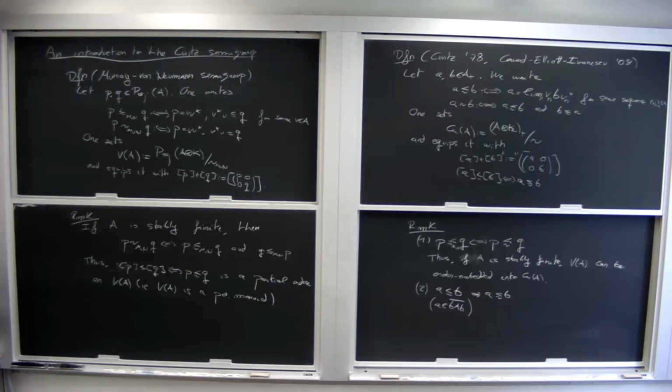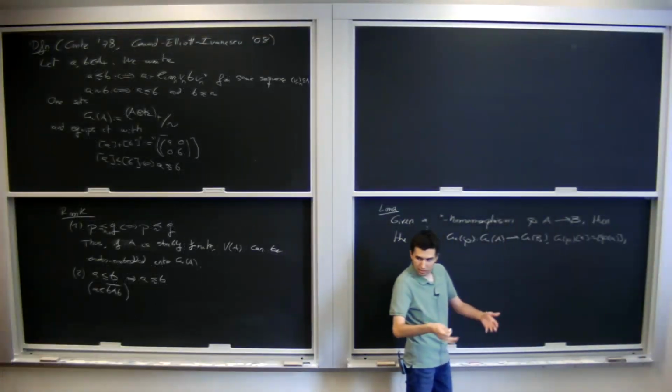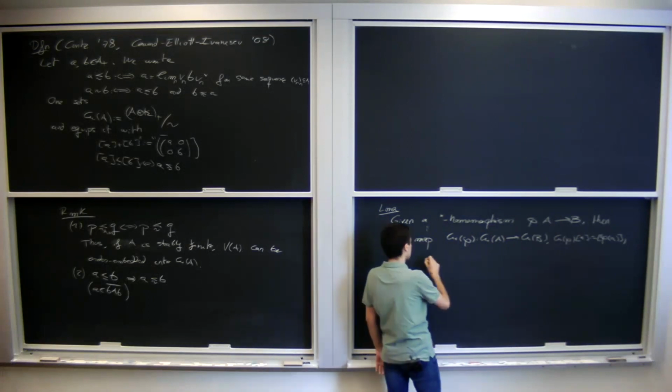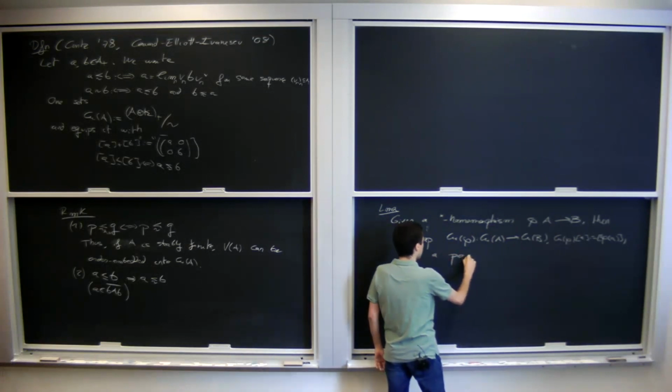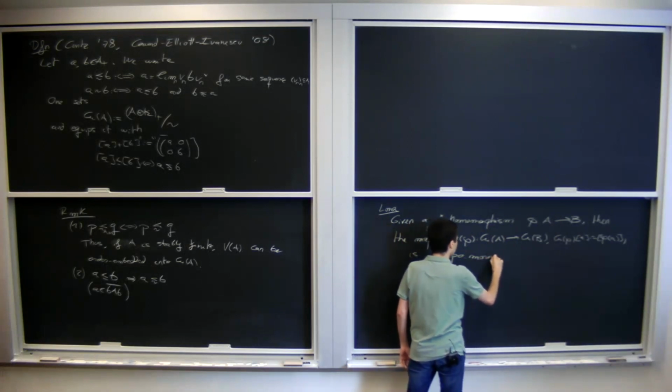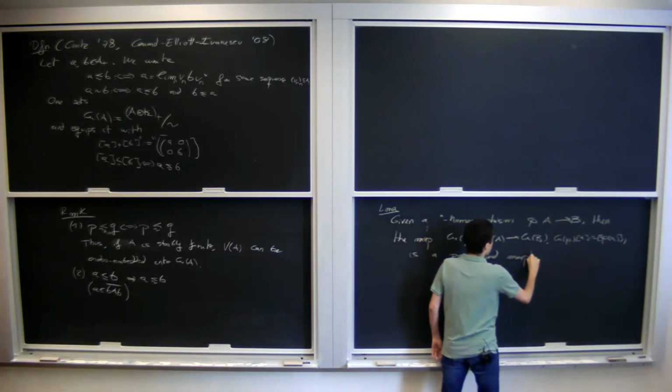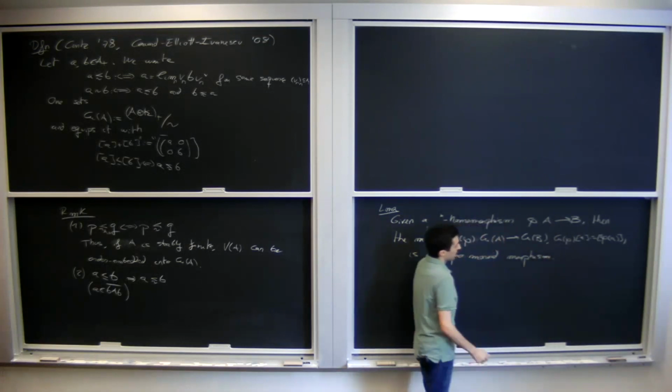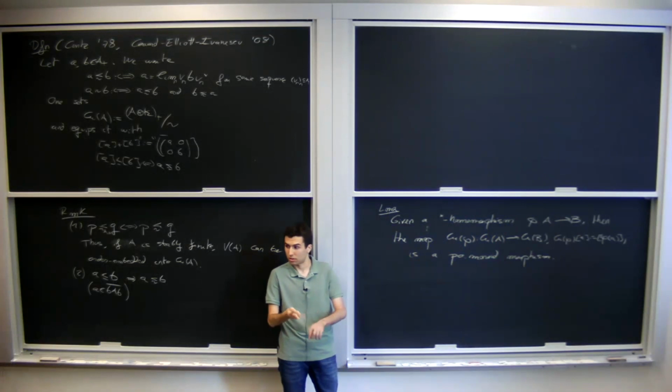then the map C of phi goes from C of A to C of B. And well, as you can expect, this simply does this. So this is C of A. This is a morphism in the category of positively ordered monoids. Okay, so this is a positively ordered monoid morphism, meaning that it preserves the zero element, addition, and the order.